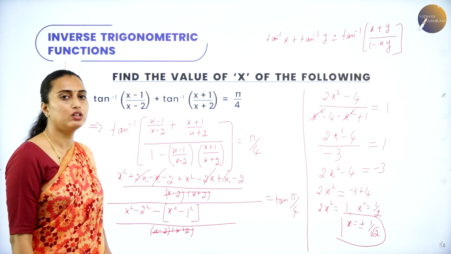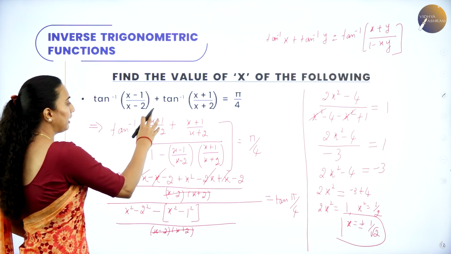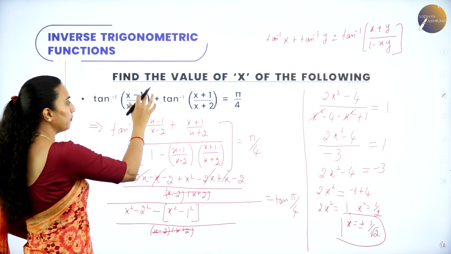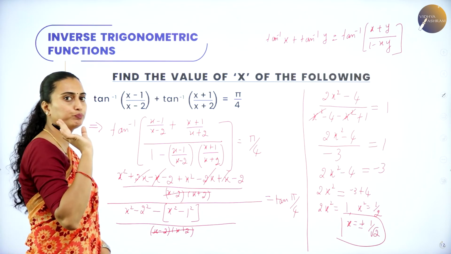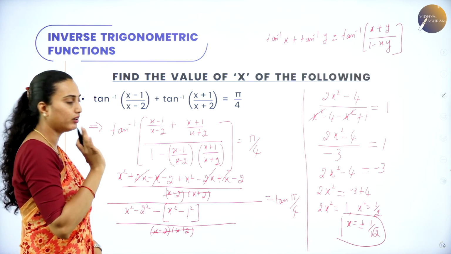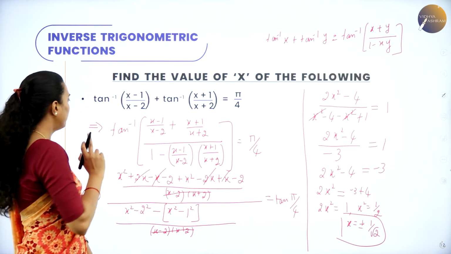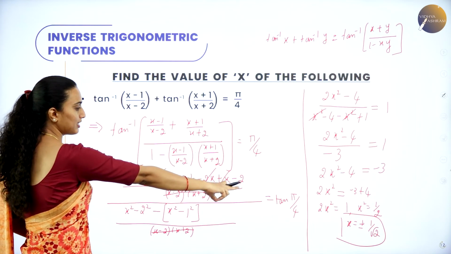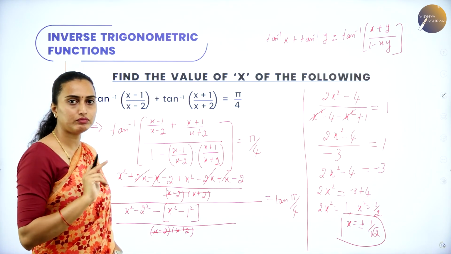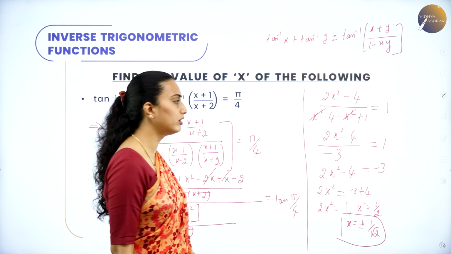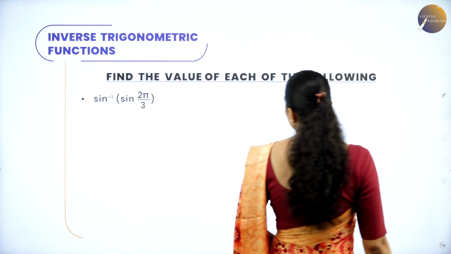Understood? Be careful, here I have used tan inverse x. This is a whole term x. This is a whole term y. According to the formula, and then simplification. Bring tan inverse to that side. It is tan pi by 4, which is 1. Are you getting this? Any doubt do you have? Okay. We'll move on to the next question.